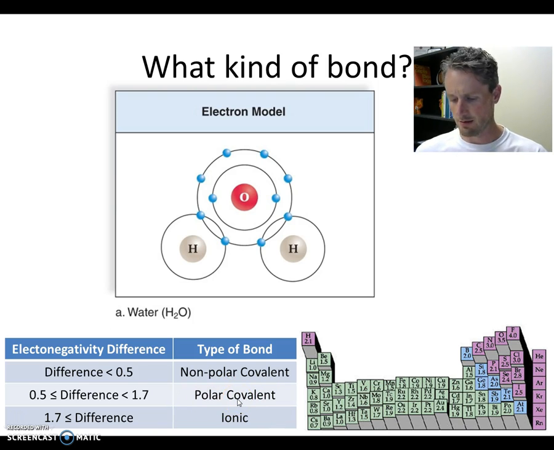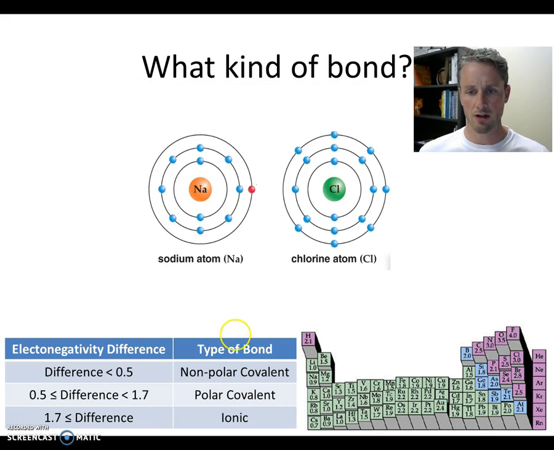So let's take one more example. We talked about sodium and chloride earlier, so we can compare the electronegativity values again. Sodium and chlorine. Sodium is here at 0.9. Chlorine is 3. The difference is 2.1. That difference is greater than 1.7, which means these two atoms will form an ionic bond. All right, so those are the kinds of bonds we can form.